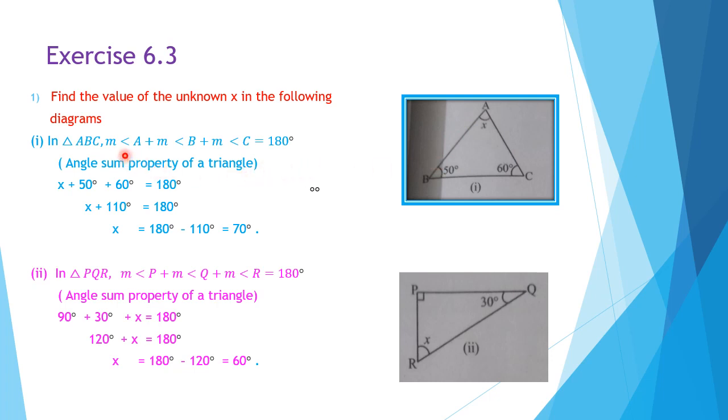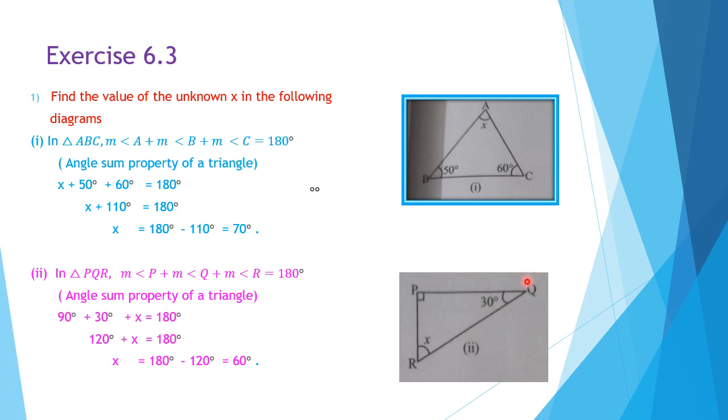Then you know angle A is given as X and angle B measurement is 50 degrees, and angle C measurement is 60 degrees. So we substitute the values, equal to 180 degrees. Now 50 degrees and 60 degrees adding, we get 110 degrees. So we can write X plus 110 degrees equals 180 degrees, and therefore X equals 180 degrees minus 110 degrees, which is 70 degrees. Okay children?